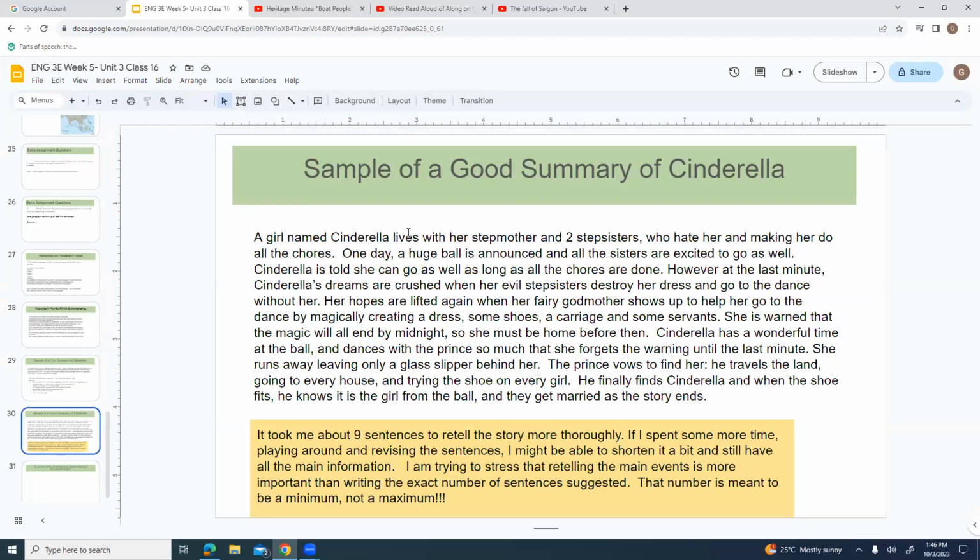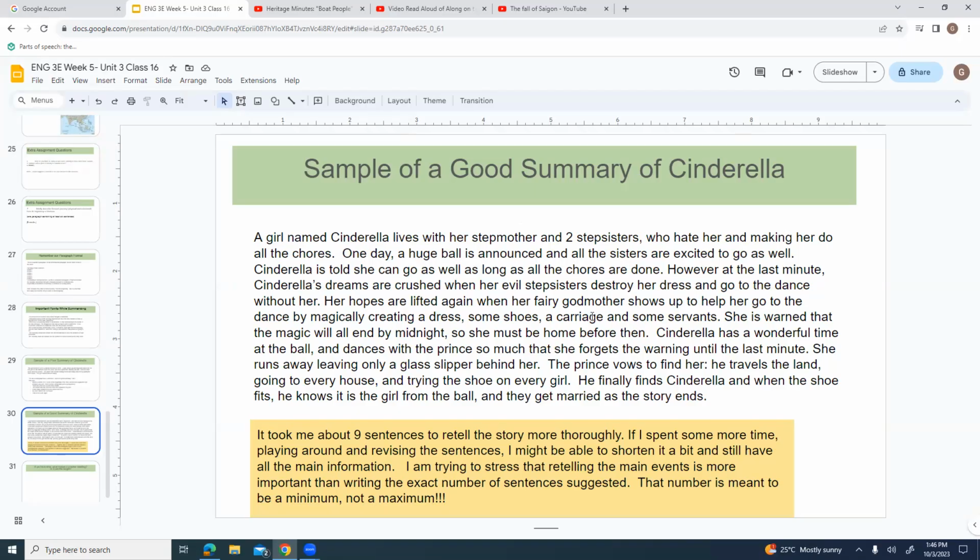A girl named Cinderella lives with her stepmother and two stepsisters who hate her and make her do all the chores. One day, a huge ball is announced, and all the sisters are excited to go as well. Cinderella is told she can go as well as long as all the chores are done. However, at the last minute, Cinderella's dreams are crushed when the evil stepsisters destroy her dress and go to the dance without her.